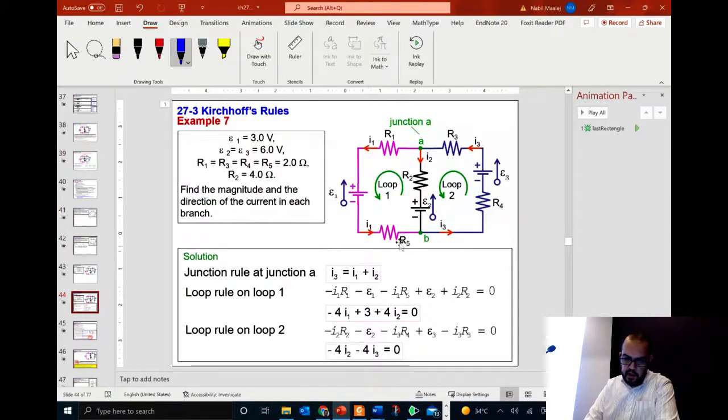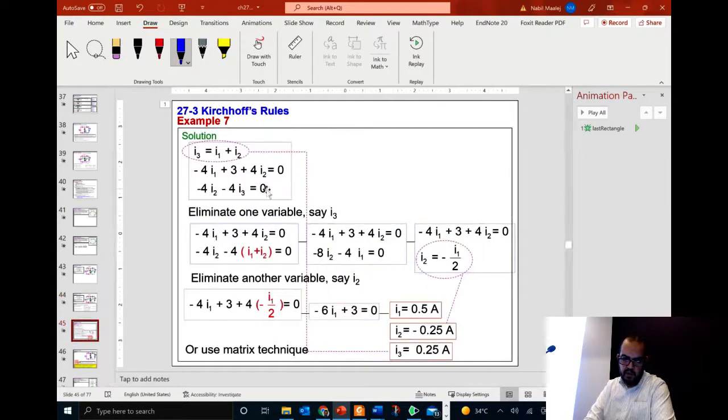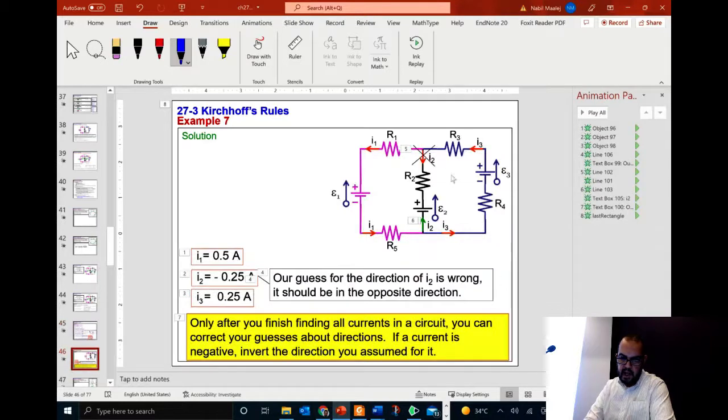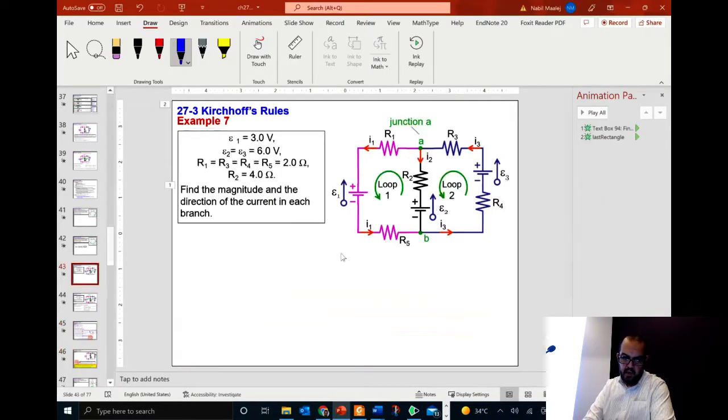Okay, so for example, this is a circuit that we just have seen. We write the equations. This is one junction and two loop equations. And then when we solve by substitution, we find I1 is 0.5 amps, I2 is minus 0.25 amps, and I3 is 0.25 amps. So then you go back to the circuit, and remember, we assumed I2 to be in this direction, I1 in this direction, and I3 in this direction. So I1 and I3 were correct.